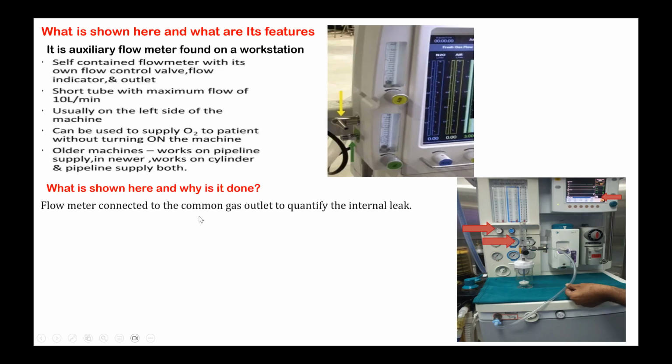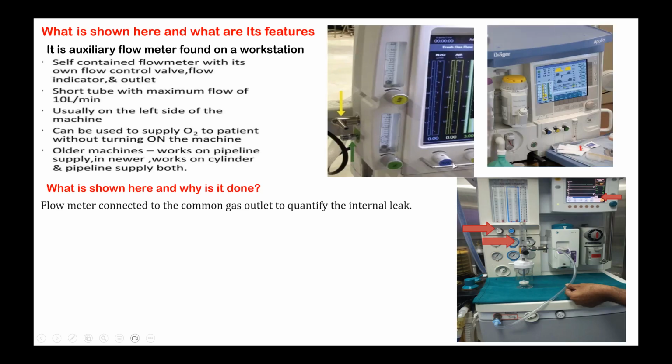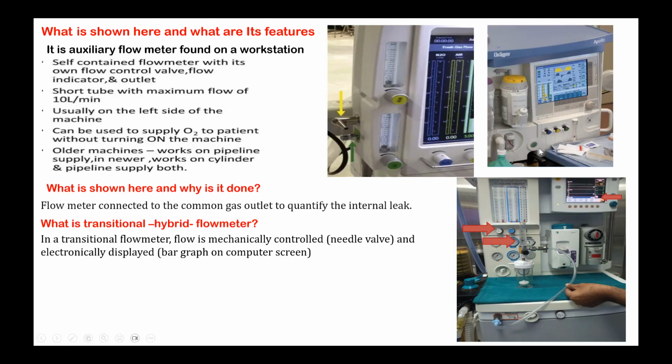So a flow meter is connected to the common gas outlet to quantify the internal leak. What is being shown here? This is called the transitional hybrid flow meter, where instead of depending only on the electronic system, you can use both the manual as well as the electrical system. So this is the manual, transitional hybrid flow meter.